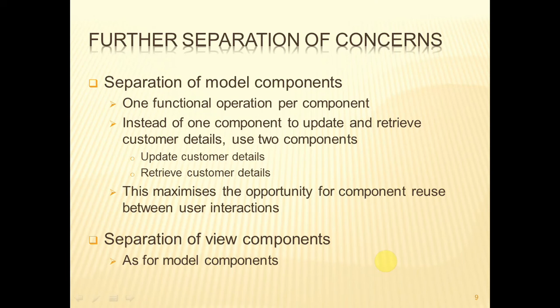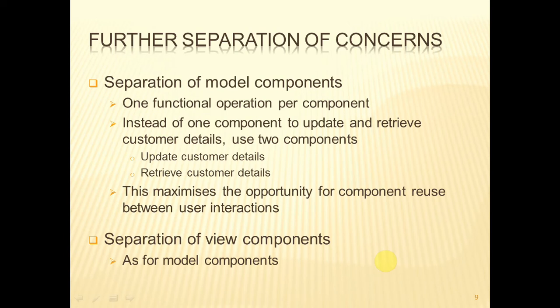So instead of having a component that will update and retrieve customer details, we should use two separate components. Both of them are model components. One will be responsible for updating customer details. The other will be responsible for retrieving customer details. Those two components are functionally separate. They might be operating upon the same data, but one of them will be updating, the other retrieving, so they're quite separate.